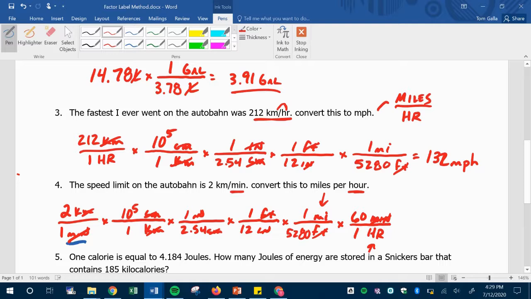We want miles per hour, right? Which means miles would be on top, hours would be on the bottom. And so now when we plug this into our calculator, we end up getting 74.6 miles per 1 hour. All right, so that's it for that one. I know, a little bit trickier.